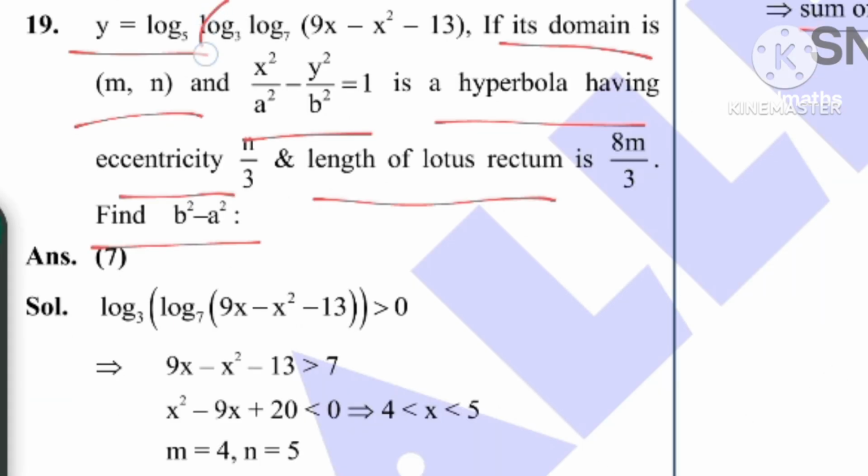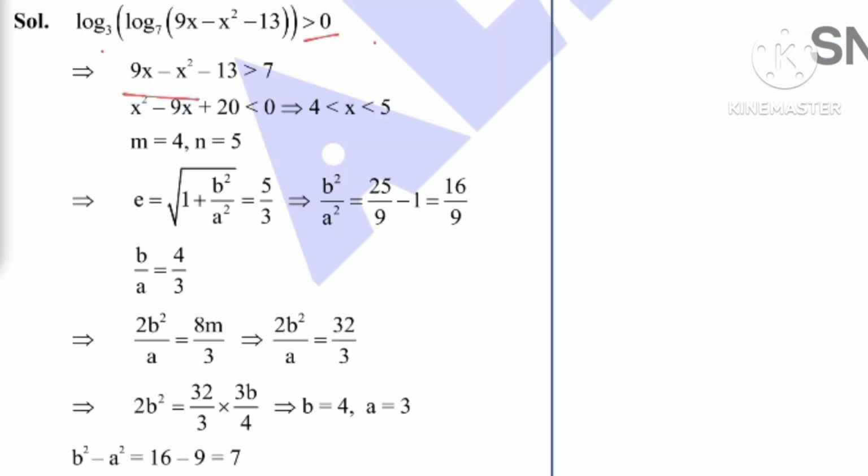So this is the logarithm function, this value is positive, so this is positive. Now here 3 power 0, 1. Now 9x minus x square minus 13 greater than 7, so x square minus 9x plus 20 less than 0. Now x belongs to 4 comma 5, so m is equal to 4, n is equal to 5.